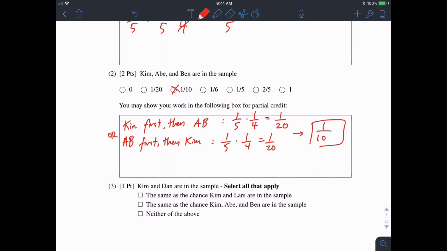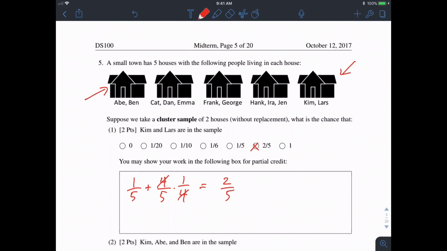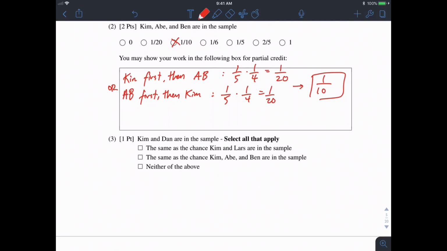Another perhaps more straightforward way of looking at this is we know that there's 5 houses and we're choosing 2 of them. That means there's 5 choose 2 ways to pick 2 of these houses. And essentially we're finding the probability that we choose the first house and the fifth house. Well, that's one of our 5 choose 2 possibilities. So the probability should be 1 over 5 choose 2, but 5 choose 2 is 10. So we have 1 over 10 again.